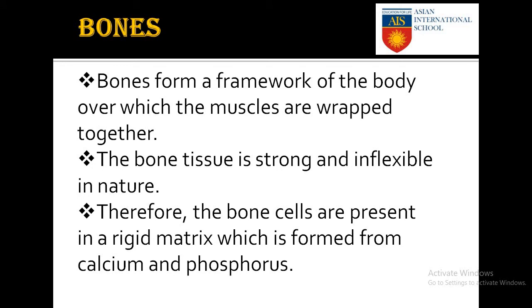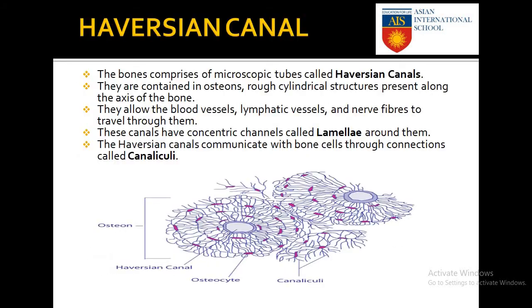Now, bone. Okay, bones form a framework of the body. We know it forms a skeletal system in which the muscles are wrapped together. The bone tissue is strong and inflexible. It is not flexible in nature, and therefore the bone cells are present in a rigid matrix which is formed from calcium and phosphorus. The bone cells which are present in a matrix we call osteo. The word osteo is related to bone, and it is made up of calcium and phosphorus.